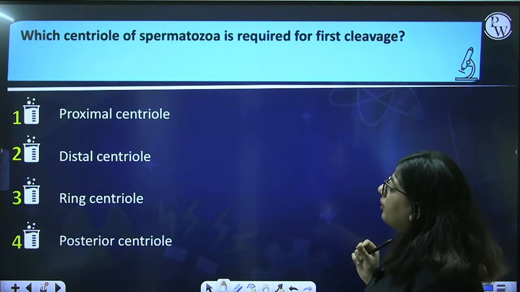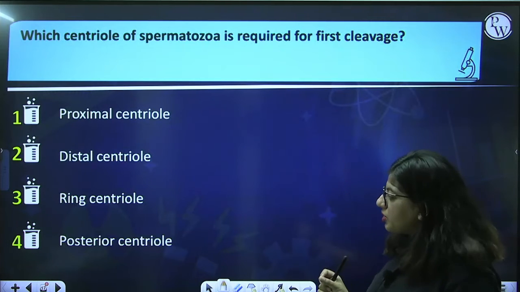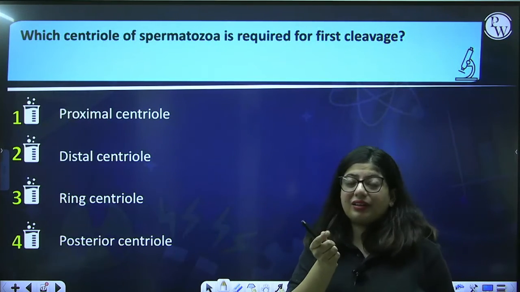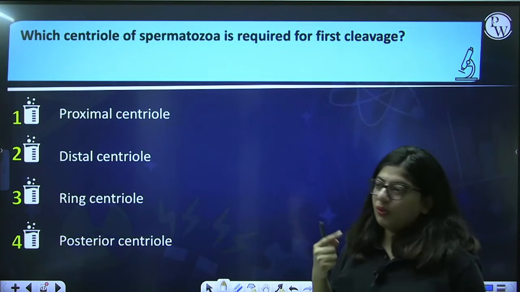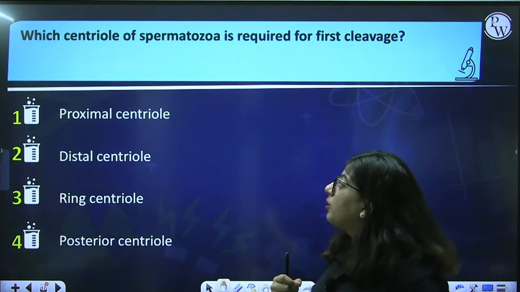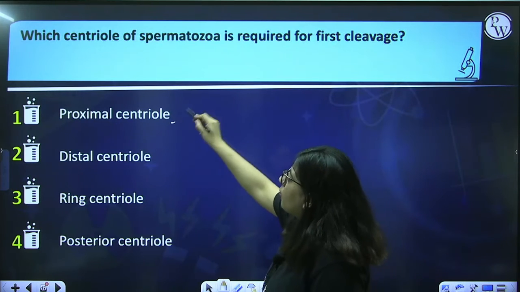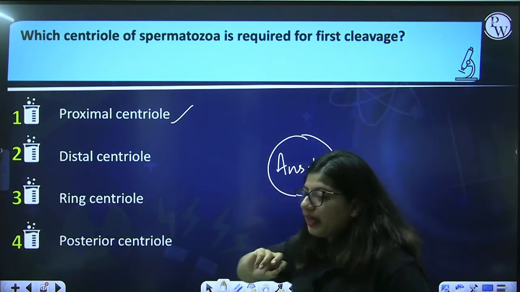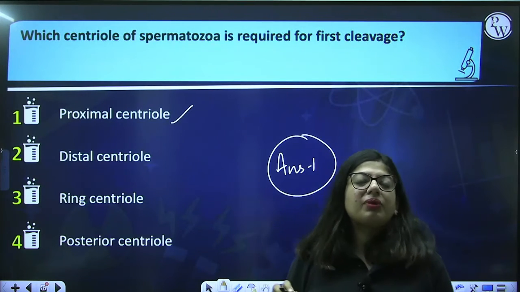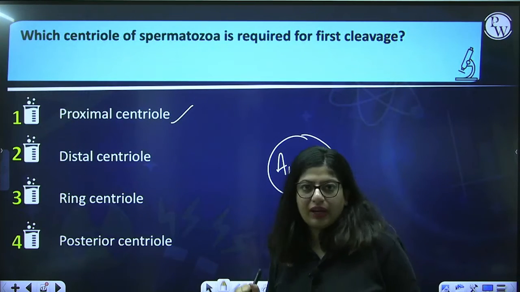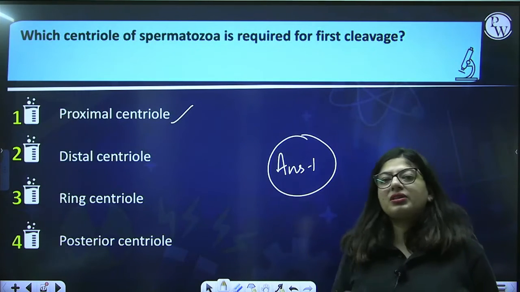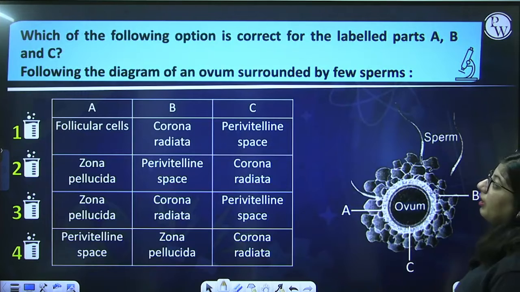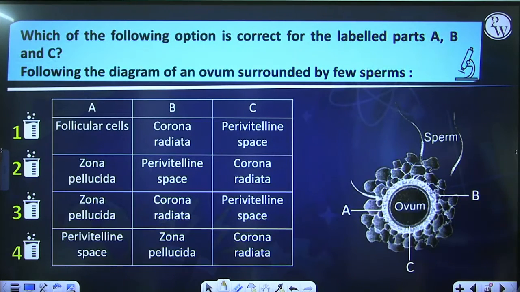Next, which centriole of spermatozoa is required for first cleavage? Proximal centriole, distal, ring centriole, posterior centriole. This is a very straightforward question. There is only one centriole that enters inside the ovum, the only one centriole of the sperm, and that is your proximal centriole. So, answer is 1. And as I have told you, it helps to make the spindles. So, that will complete the first division, and we will be discussing how it happens in the next class.